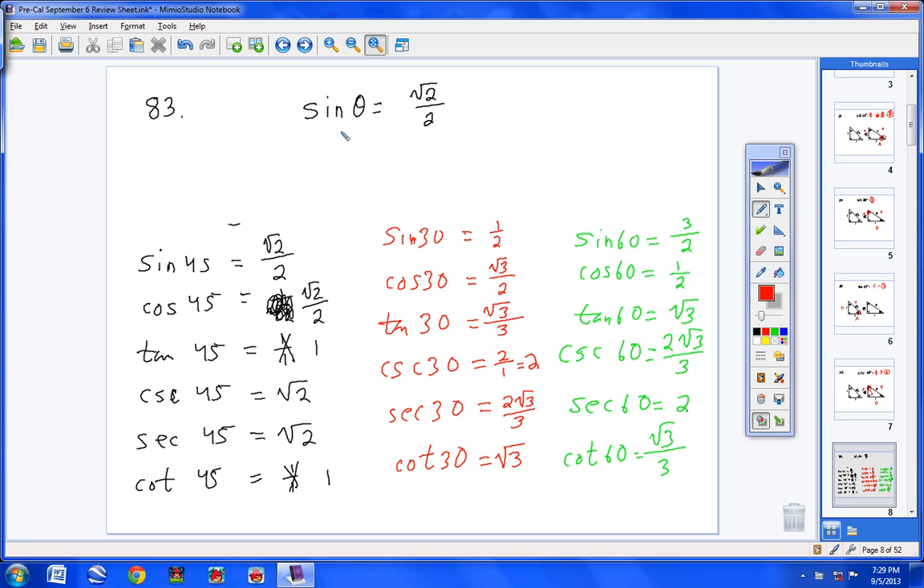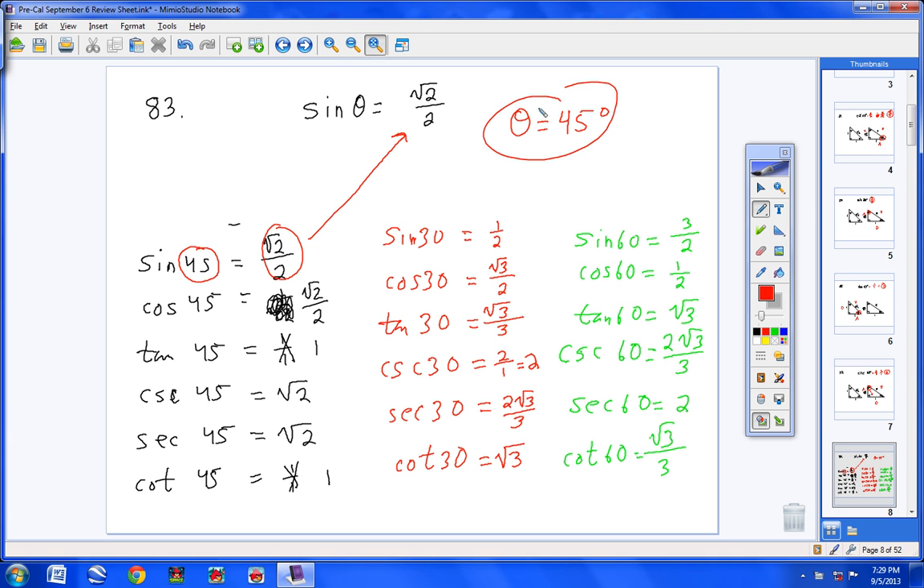Well, all you have to do is look for sine. Look right here. Sine of a certain angle gives us square root of 2 over 2. Well, let's see. Here it is right here. Look. Sine of 45 gives us what? Square root of 2 over 2. So the answer is simply theta equals 45 degrees.